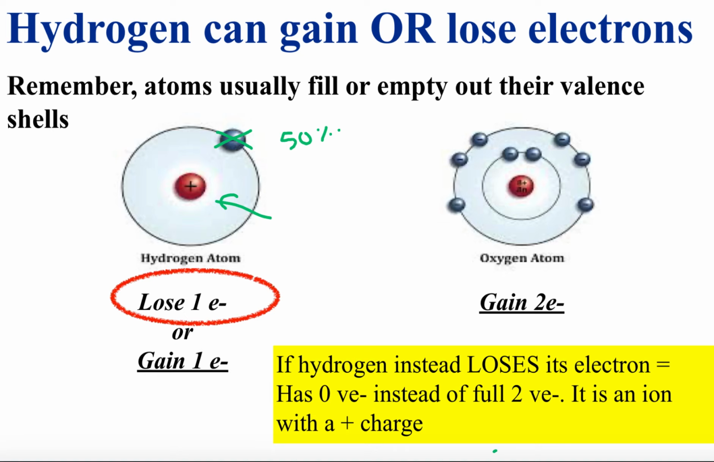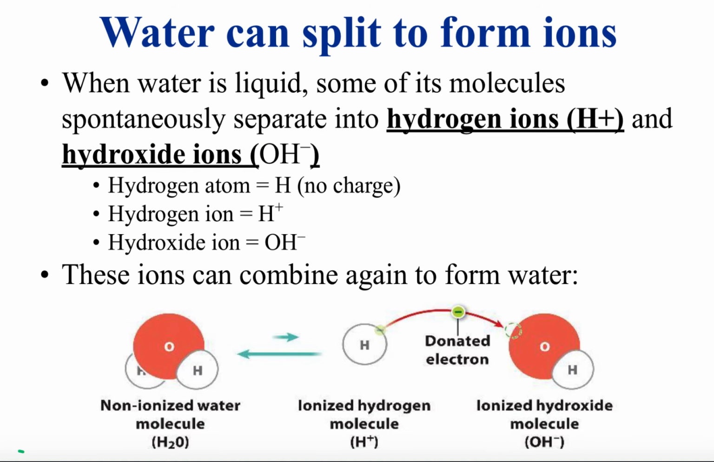Now, why is that important? Well, this atom with no electrons and 1 proton is what we call a hydrogen proton. The presence of hydrogen protons is actually what is measured when we talk about acids and pH. The reason this is critical is because sometimes water will actually split.